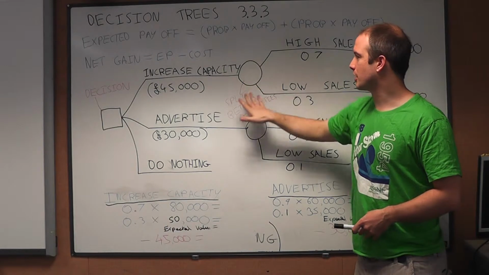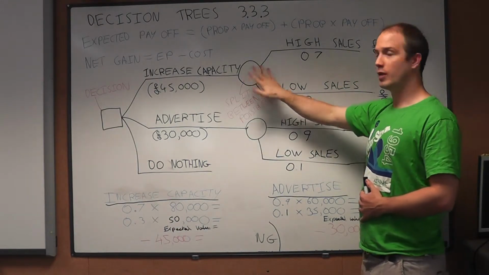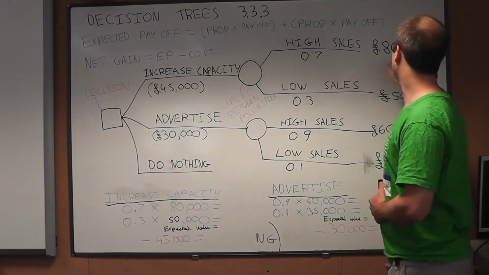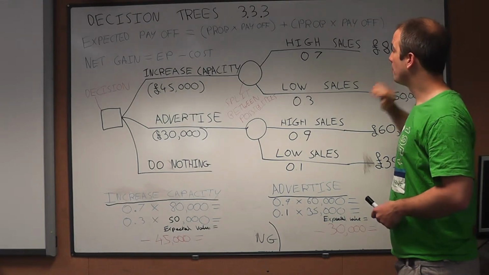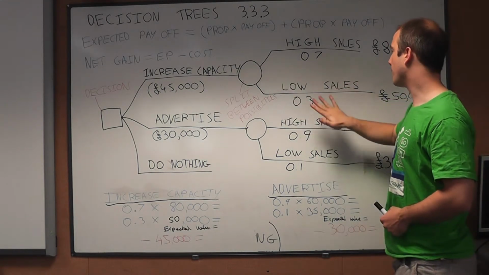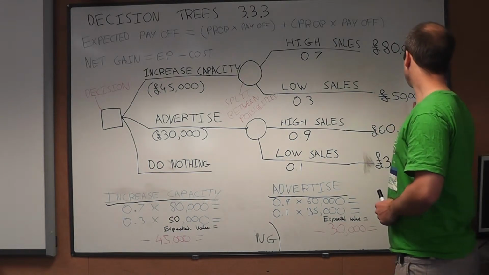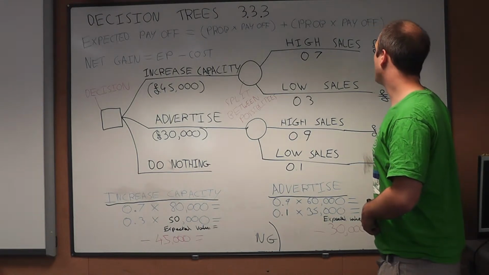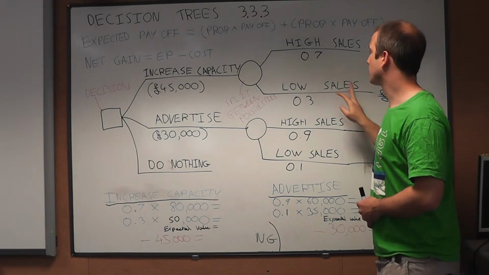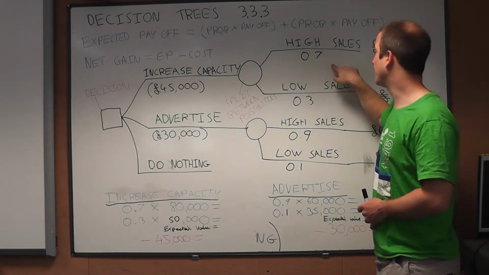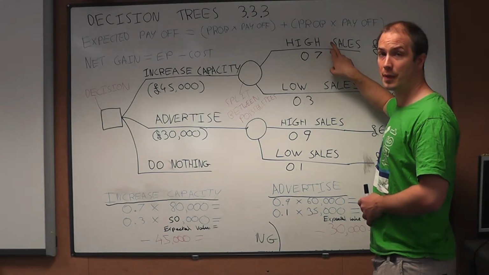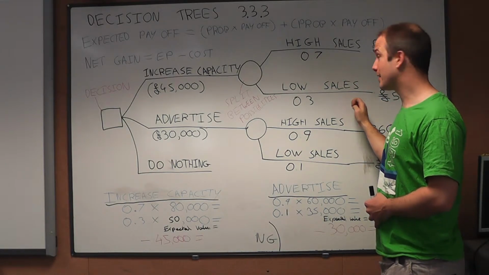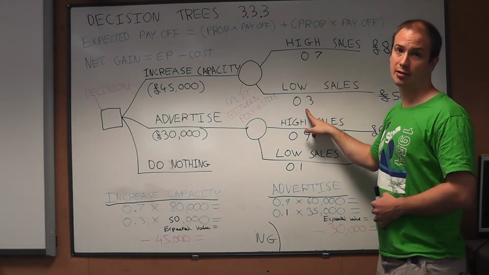So let's look at this increased capacity one. If we increase capacity and the business has high sales, then the business will receive £80,000. If the business chooses to increase capacity but there are low sales, then the business will receive £50,000. And we have to consider the probability of each of these. As you can see, we have a decimal number here beneath high sales. The probability of there being high sales is 0.7. The probability of there being low sales is 0.3.